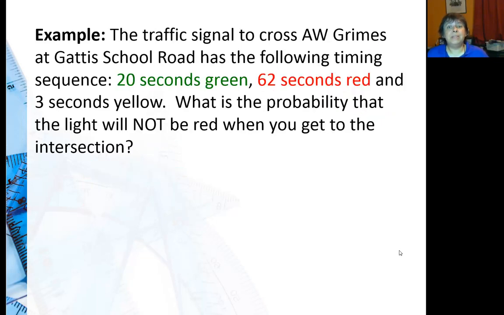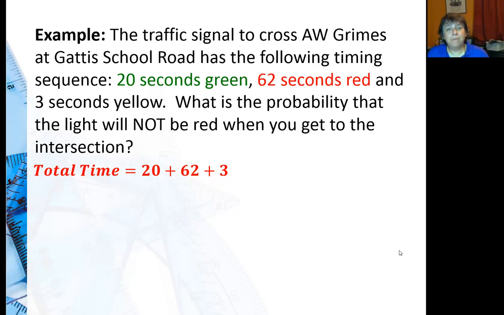Now I'm going to do a different example with a traffic signal at A.W. Grimes and Gattis School Road. So this is for cars, and we're going to imagine that it has 20 seconds of green, 62 seconds of red, and 3 seconds of yellow. What is the probability that the light will not be red when you get to the intersection?